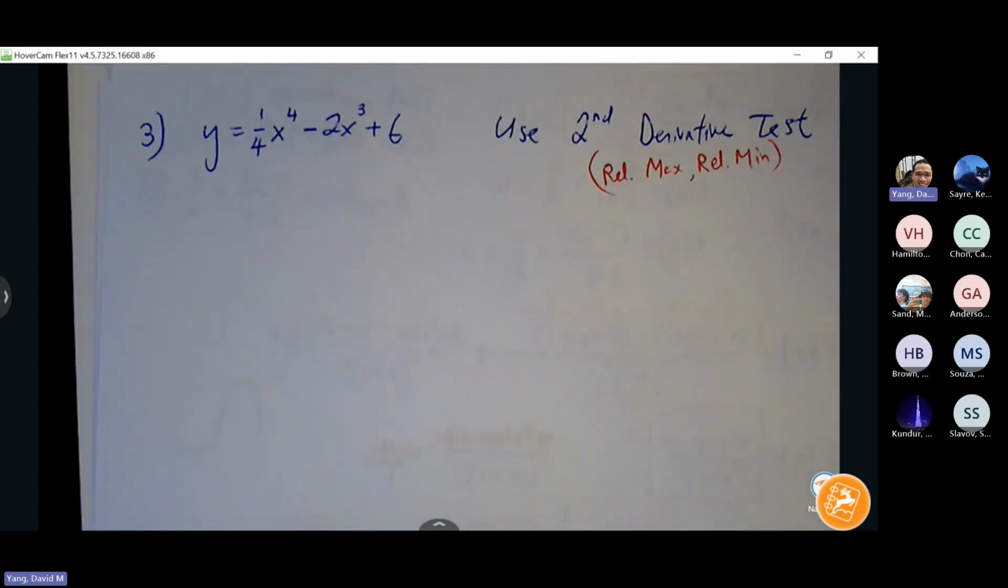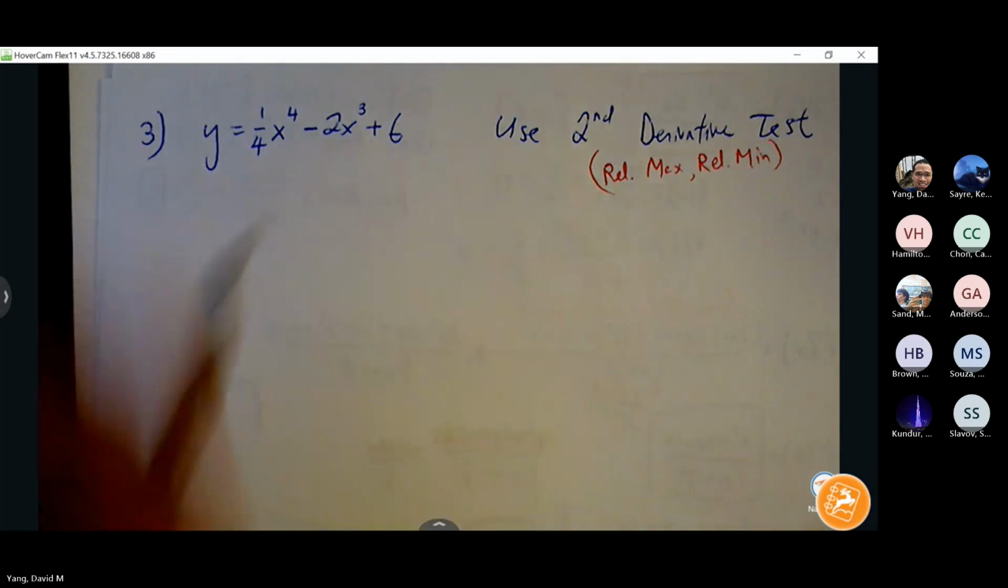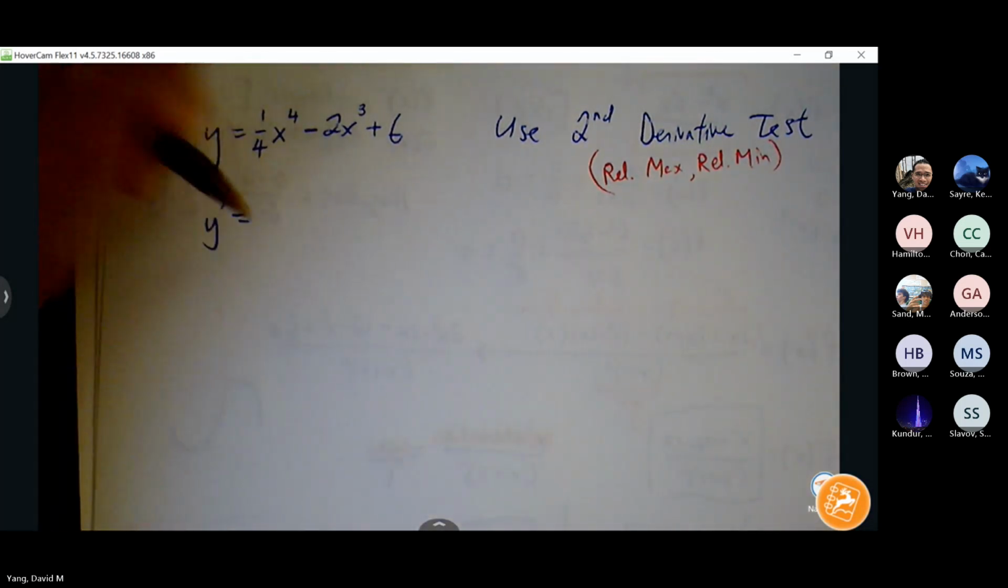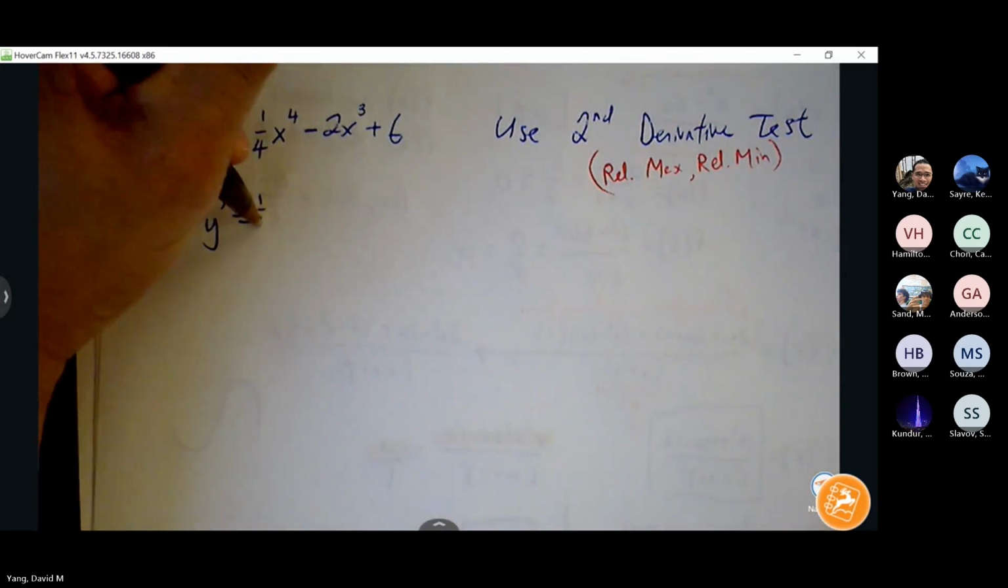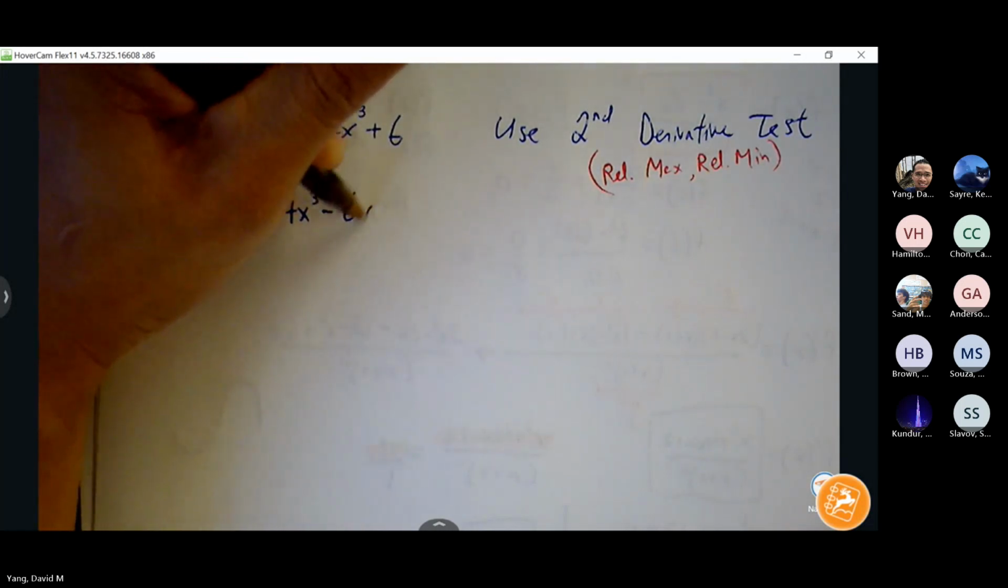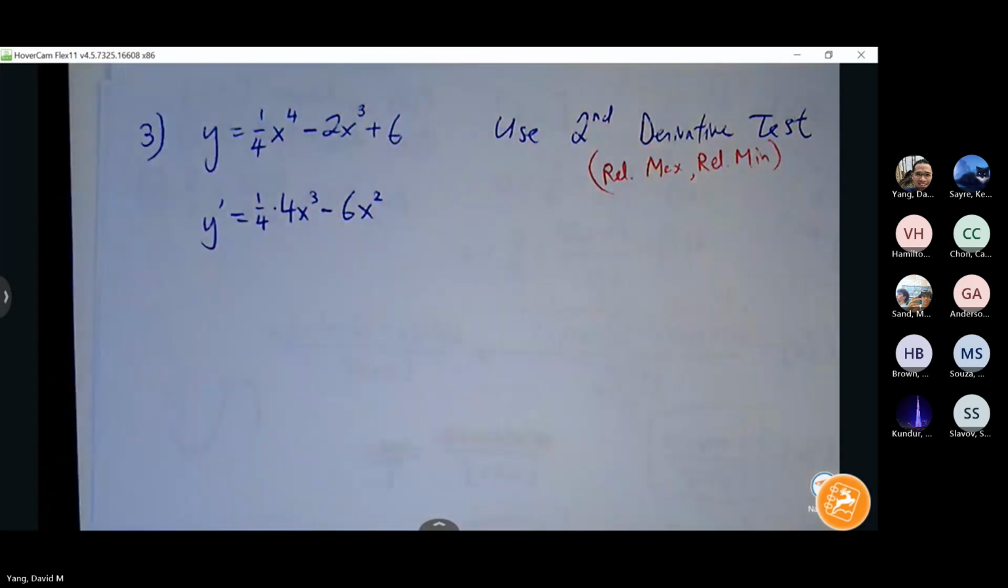So initially, it's going to feel like the same steps as first derivative test. We're still going to find f prime, set f prime equal to 0, find your critical points. But rather than using the sign line from f prime, we're going to plug into the second derivative function. That 6 drops out to be 0.